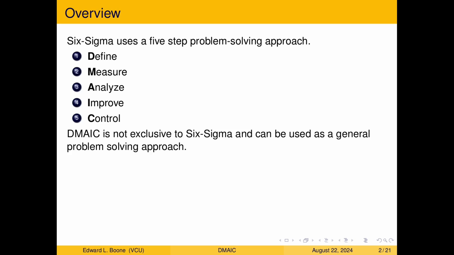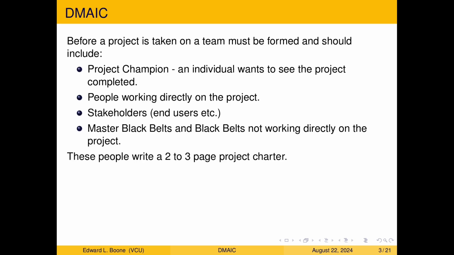So what we're going to do is talk about the DMAIC process. It's a 5-step problem-solving approach. The first step is define, the second step is measure, the third step is analyze, the fourth step is improve, the fifth step is control. Now, DMAIC is not exclusive to Six Sigma and can be used as a general paradigm for any problem solving in any business situation. All right, so DMAIC.